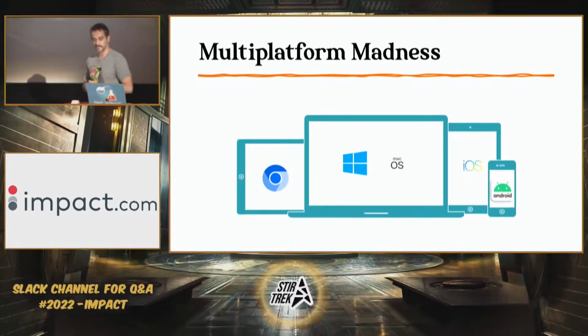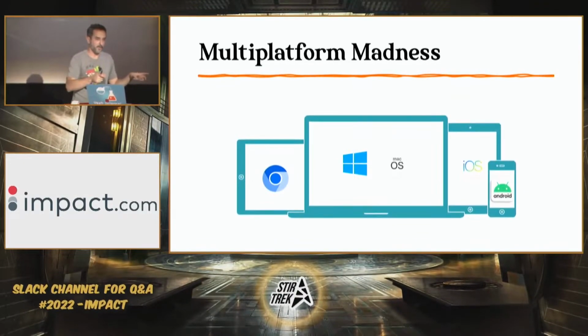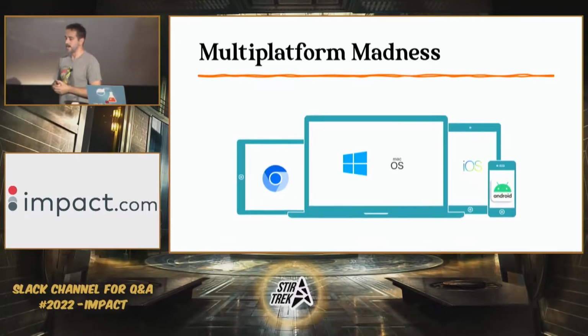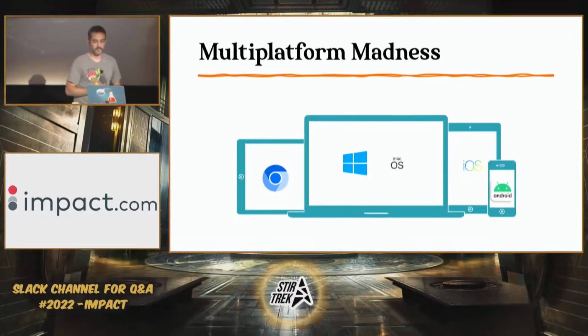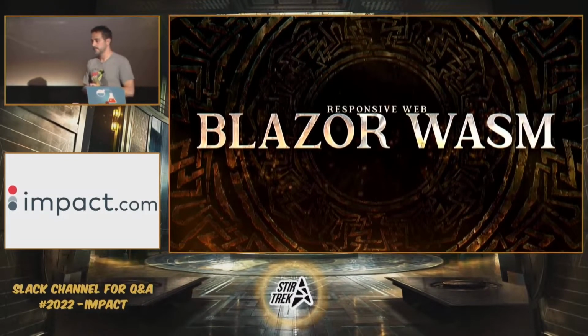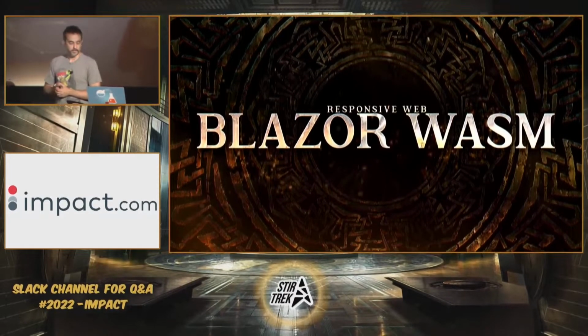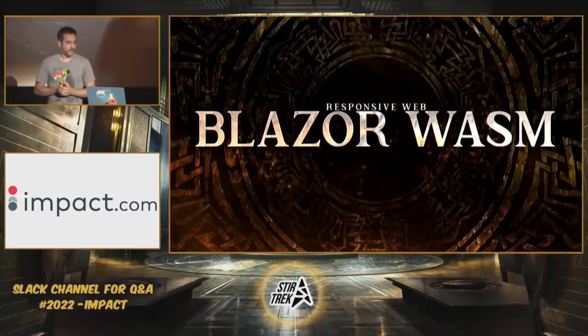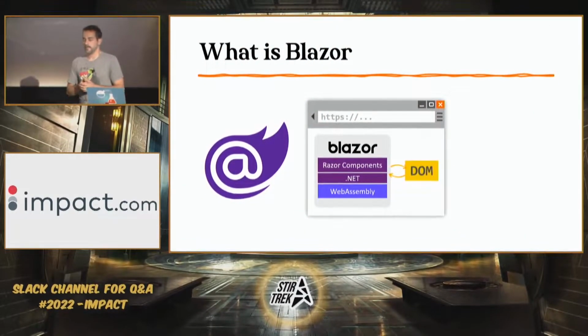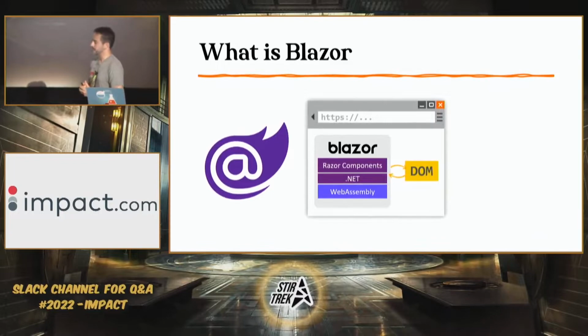All right. We're going to talk about multi-platform madness here. We've got the browser as a platform, the desktop, Windows, iOS or Mac OS, and Android. And we're going to talk about how we can deploy to all of those things. First up, we're going to talk about Blazor WebAssembly and responsive web design, how that can help us. The first thing that we need to do is learn a little bit about Blazor. What exactly is that? Let's have a quick refresher.